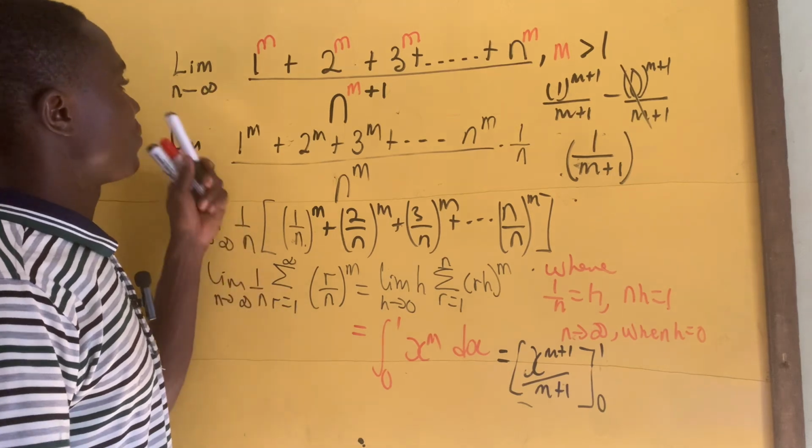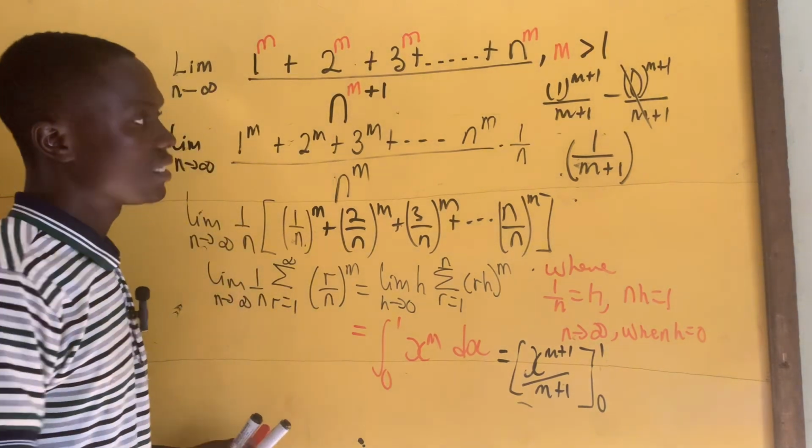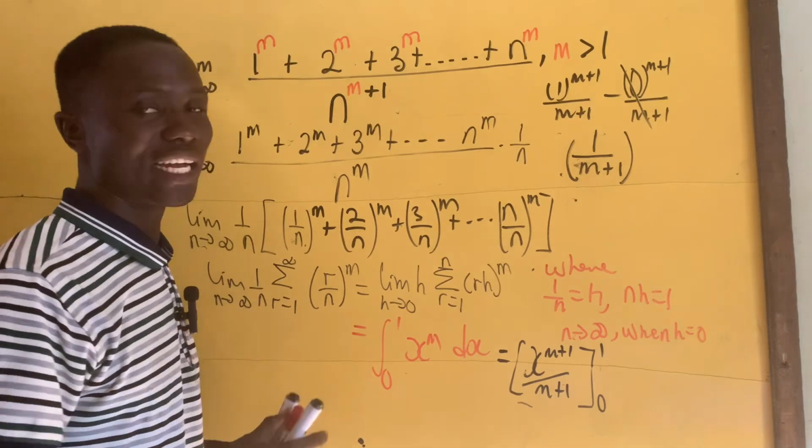So the limit of this as n approaches infinity is simply equal to 1 divided by m plus 1.